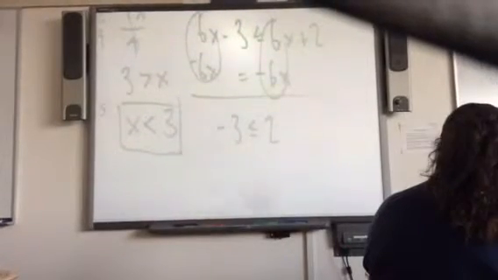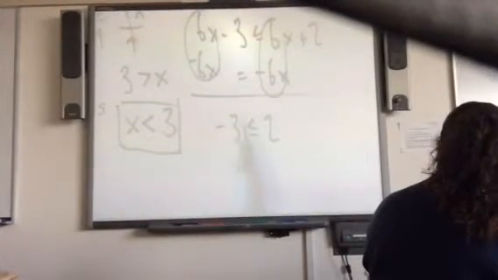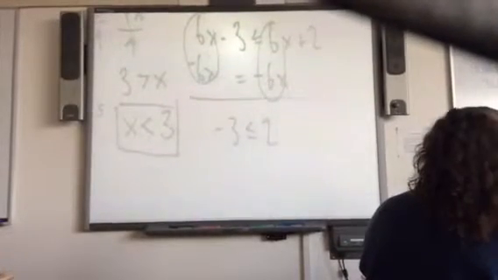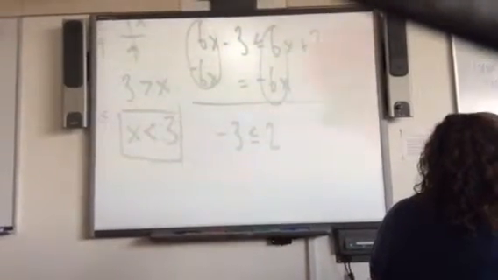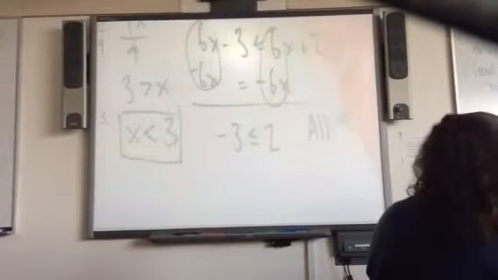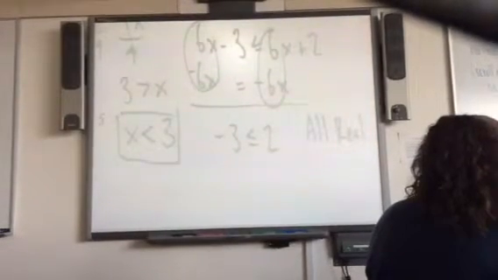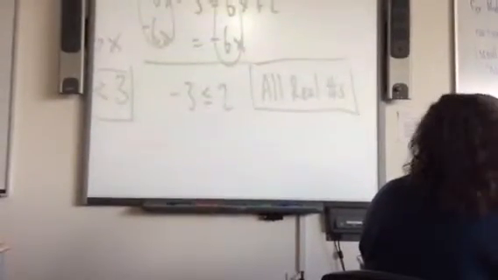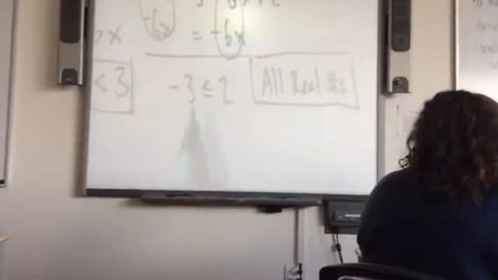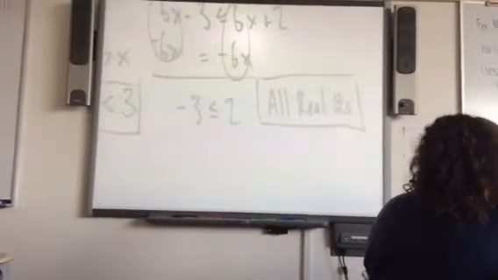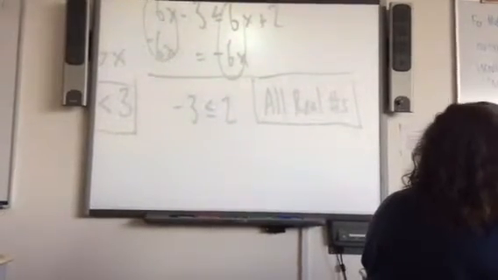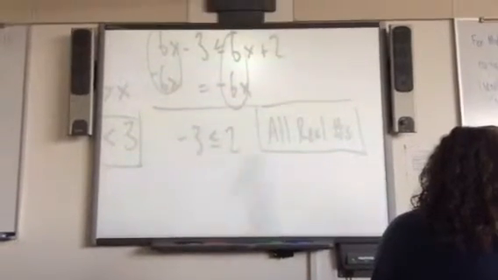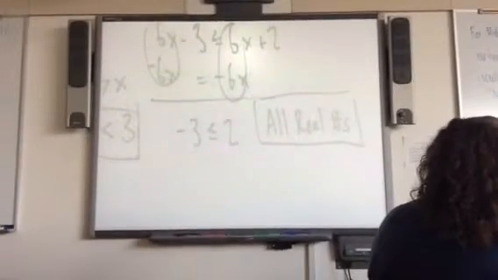Because this is a true statement, -3 is in fact less than 2. This is true, which means that all real numbers will work in the spot of the variable here. So because it's a true statement, the answer is all real numbers. If it happens to work out and it were a false statement, a false inequality statement, it would be no solution.